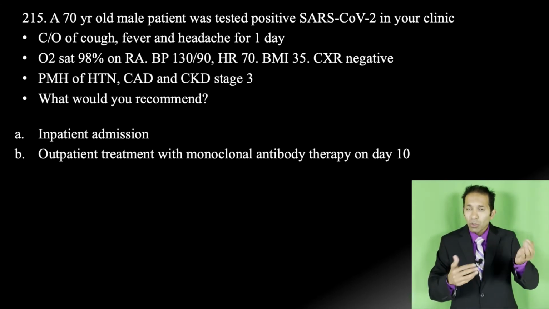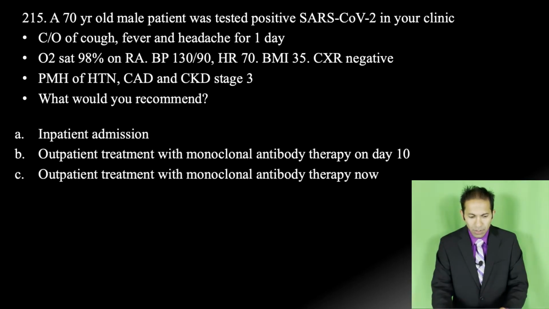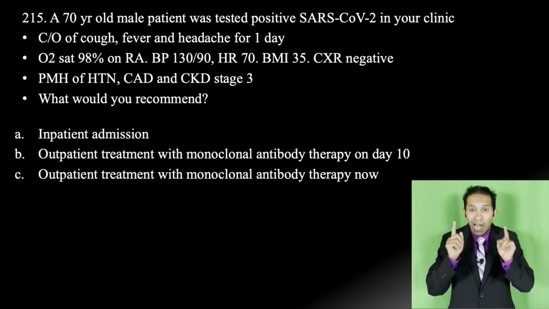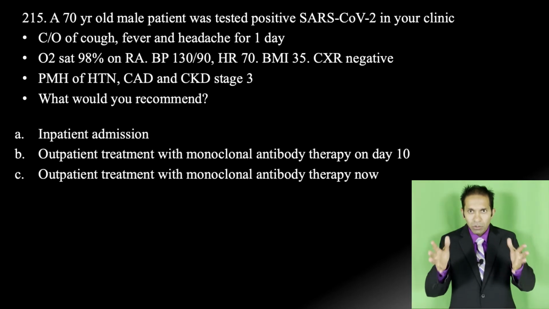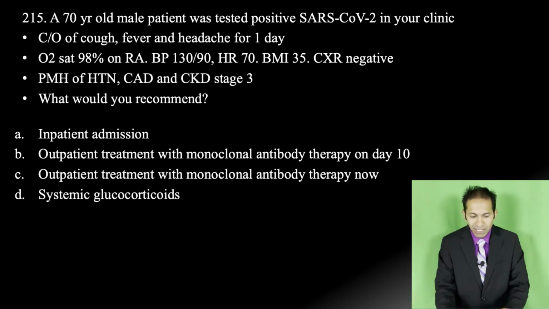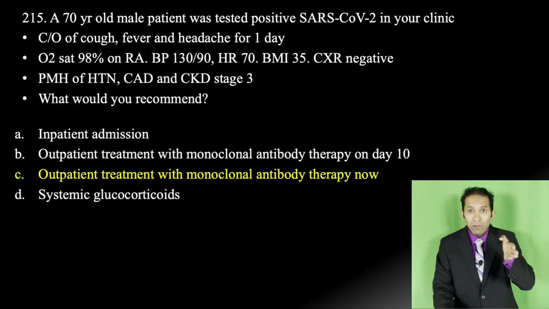You ask him to come back in 10 days if he gets worse, and give him antibody therapy. Option C, outpatient treatment with monoclonal antibody therapy now. You start him on therapy right now. Ask him, this is what I'm recommending. Option D is you start him on systemic glucocorticoid. So here the right answer is option C, outpatient treatment with monoclonal antibody therapy now.